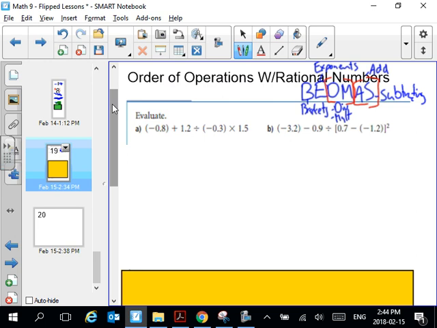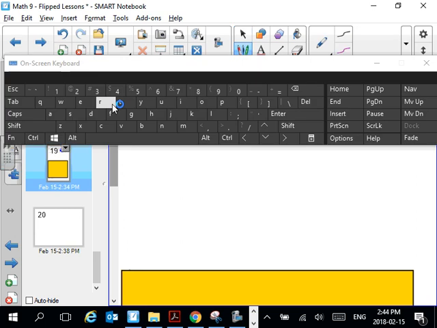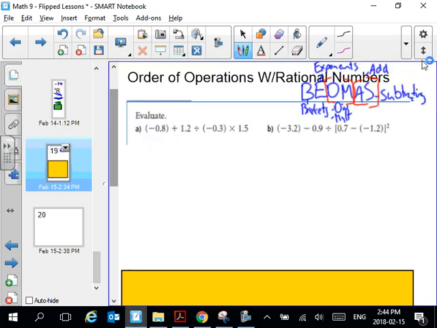What I do have is division and multiplication. Reading from left to right, I need to deal with them in the order that they appear. That means I'm going to skip right over this section here, and I'm going to start with 1.2 divided by negative 0.3, and then do this section before I go back over here.